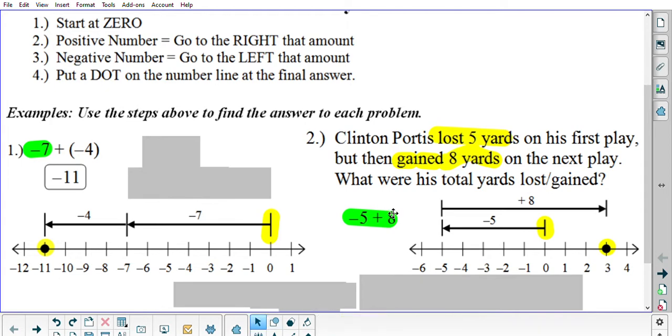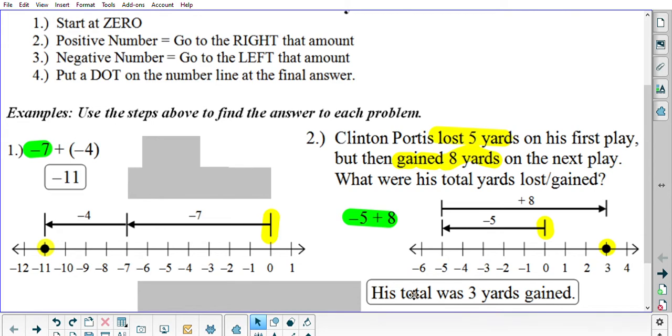Now, the problem said what were his total yards lost or gained. I think we can all agree that if you're ending up at +3, that's not a loss for the total net here. That is a gain. So I simply write out his total was 3 yards gained. Real life problems should have real life answers. My final answer isn't just 3. My final answer to this real life scenario problem is that it was 3 yards gained. And that is 2 examples of how we can model above number lines using these rules to represent these problems.